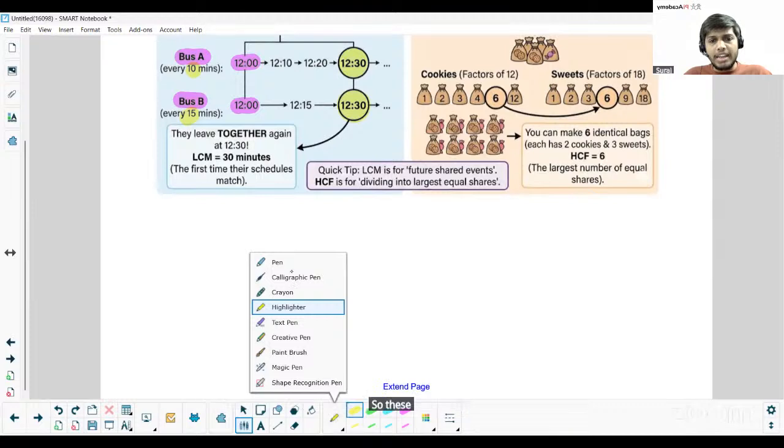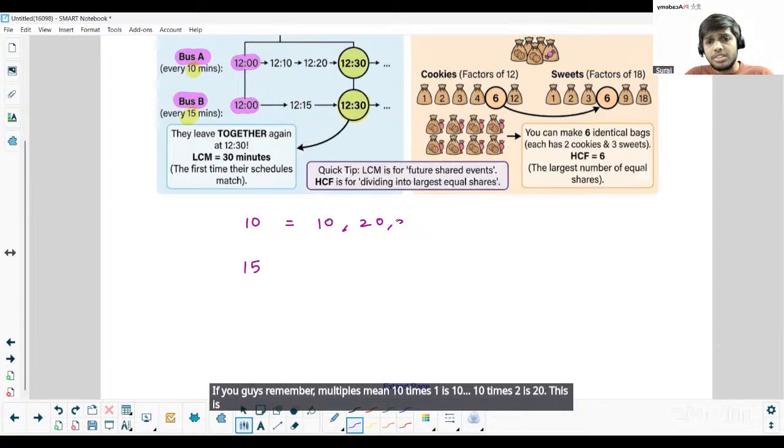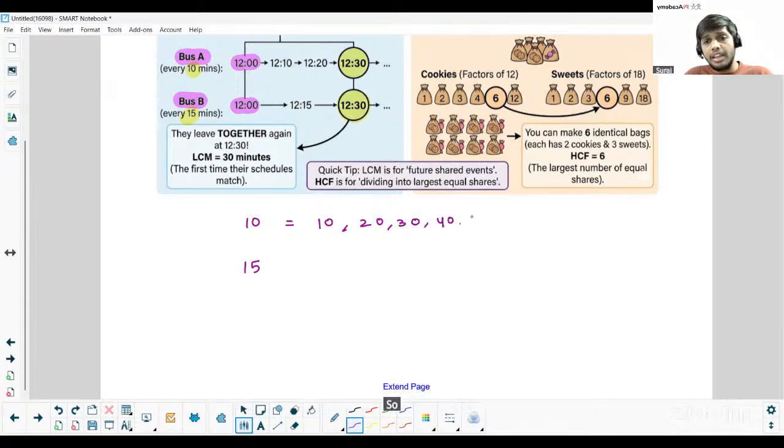So these are the minutes which are already given to us in the question. What I will do next is simply find the multiples of 10 and 15. If you remember, multiples mean 10 times 1 is 10, 10 times 2 is 20. This is just the 10 times table which I am going to write down one by one. So after this comes 40, then we have 50, and in this way it keeps on continuing.